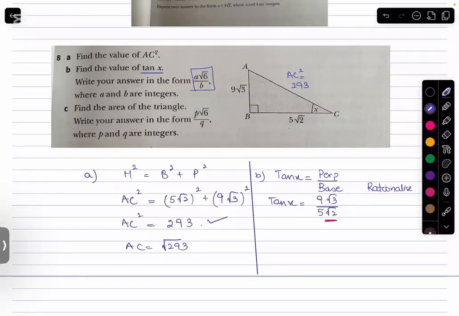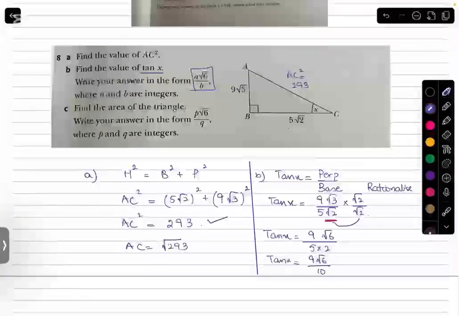ठीक है, अब rationalize किस तरह से किया जाता है? Just multiply and divide by the same number. ठीक है, और ये क्यों किया? We have done this because root 2 into root 2 will give me just a 2, right? So here I can say that tan of x is going to be equal to 9 root 3 times root 2, that's a root 6, divided by 5 times 2. ठीक है, so obviously root 2 into root 2, that's just a 2. I have a 5 times 2 in the denominator, and I can say that this is going to be 9 root 6 divided by 10. This is going to be the tan x value.